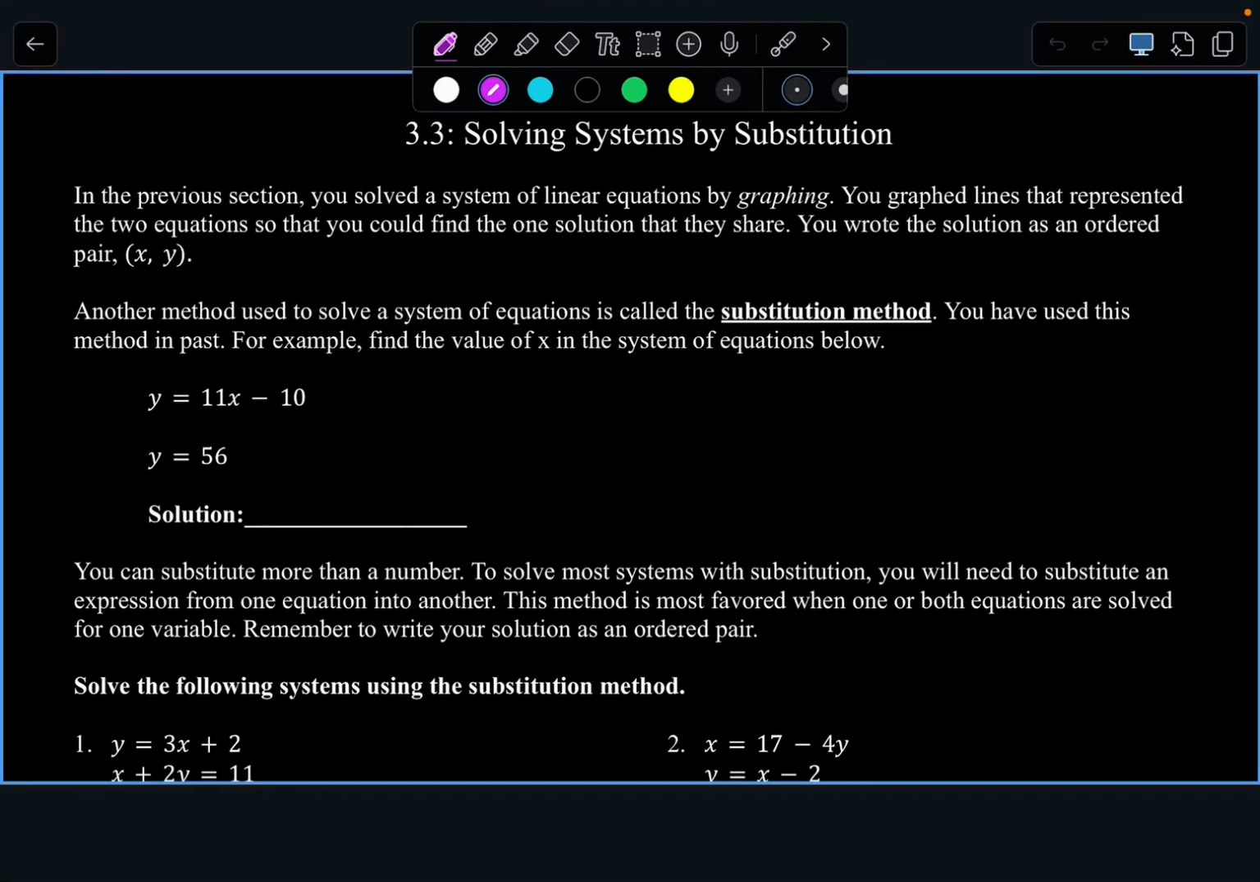Today we're working on section 3.3, which is solving systems by substitution. In our previous sections, we solved systems by graphing. We graphed the lines for the equations, and we found the one solution that they shared, which was an ordered pair, x comma y, where those two lines crossed one another. One other method that we can use to solve the system is called substitution.